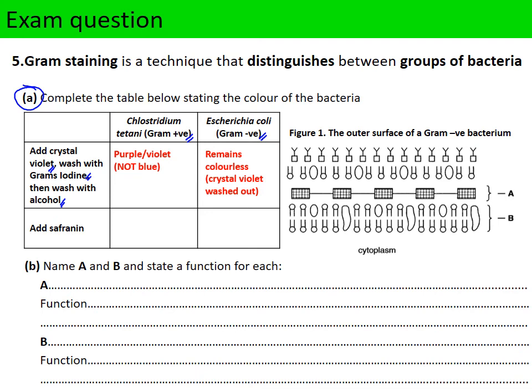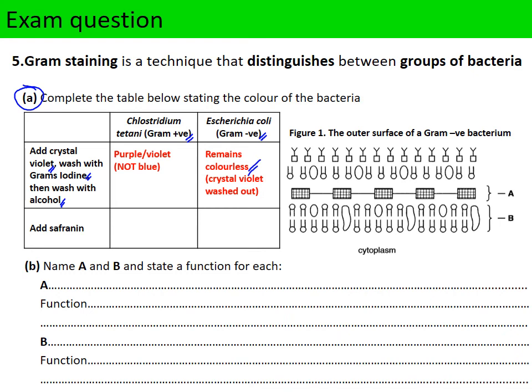Now we also know the alcohol wash, alcohol is the organic solvent, and it does dissolve phospholipids and lipopolysaccharide membranes. So it removes the outer lipopolysaccharide membrane to expose the thin layer of peptidoglycan. So E. coli, the gram-negative bacteria, will actually be colourless at the end of the differentiation alcohol wash. So here we're going to say it remains colourless.